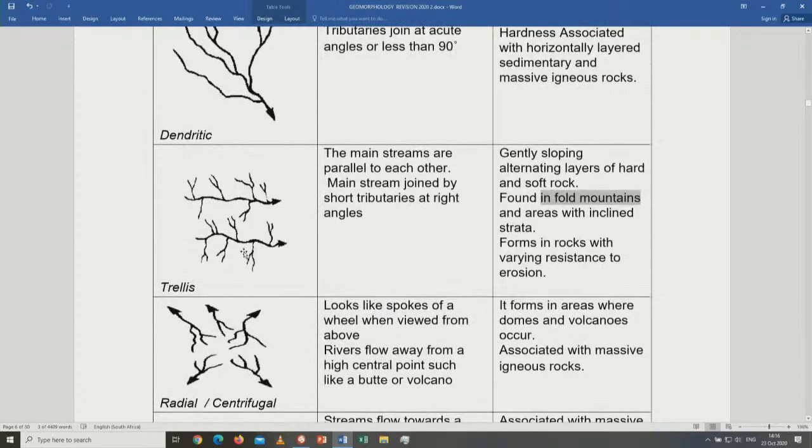And then the trellis pattern also, the main rivers are parallel to each other. If you look at the streams here, they are parallel to each other. The main streams join short streams at a right angle. Here they are joining at a right angle. Where do we get them? In most cases, you find them in the folded mountains, especially in the Western Cape.